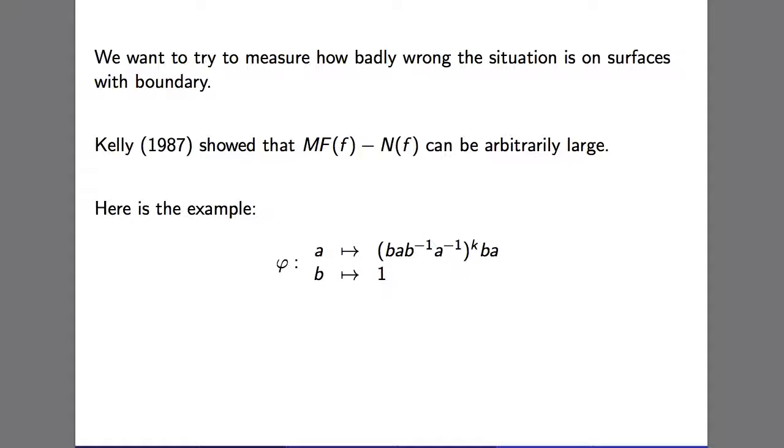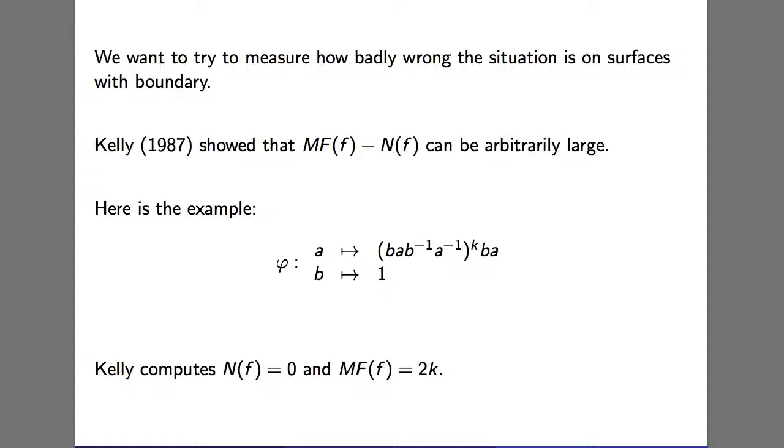Specifically, here's the example that Mike came up with in his paper. When I describe functions in this talk, I'm just going to give you the induced homomorphism. In Mike's case, he was looking at the pair of pants surface, and the fundamental group is a free group on 2 generators, called A and B. This is his example here. A goes to this complicated thing, where K can be any integer, and B just goes to the trivial element.